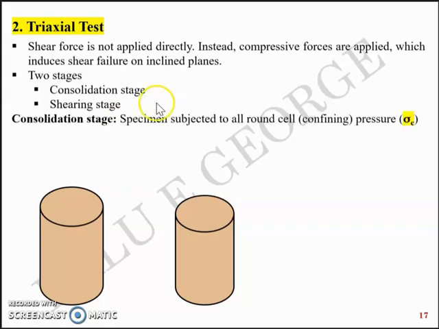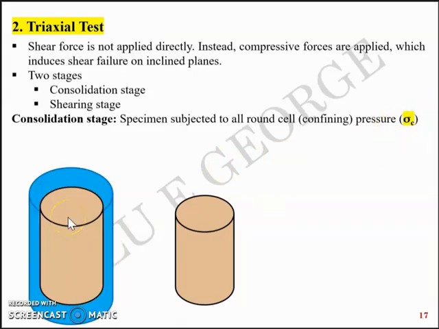In the consolidation stage, the specimen is subjected to an all-round confining stress or confining pressure, let's say sigma C. So you have the soil sample here, and under the consolidation stage, water pressure is applied around the sample using the triaxial test setup. So water squeezes the sample, and the soil specimen is subjected to an all-round confining pressure from the water, which we denote as sigma C. The second stage is a shearing stage.